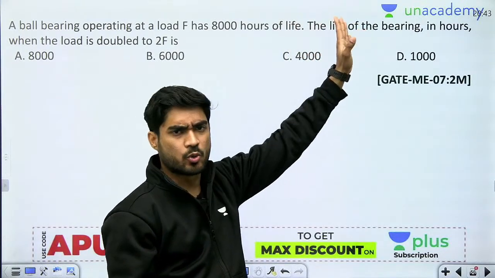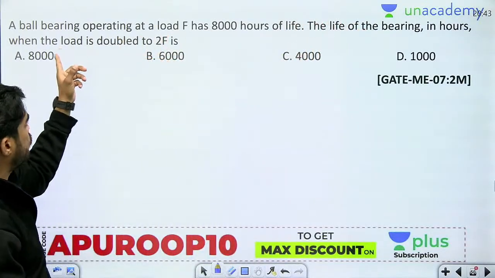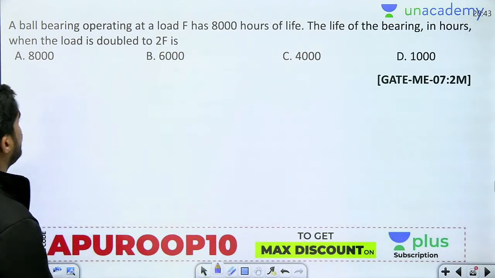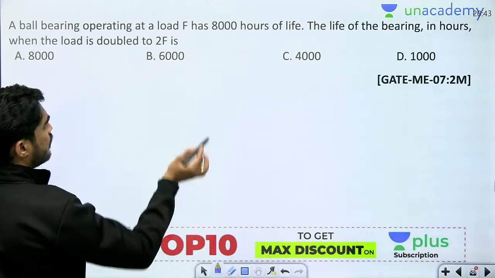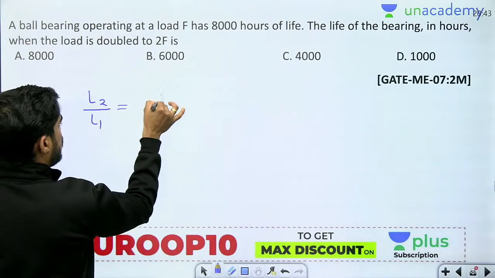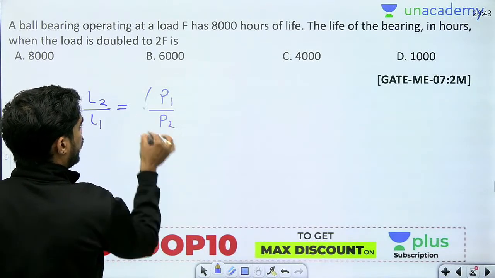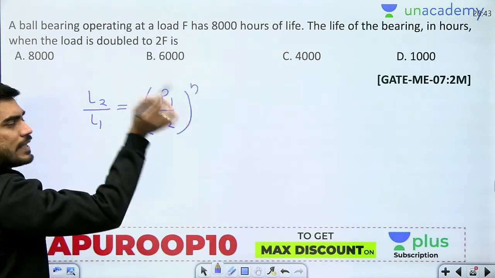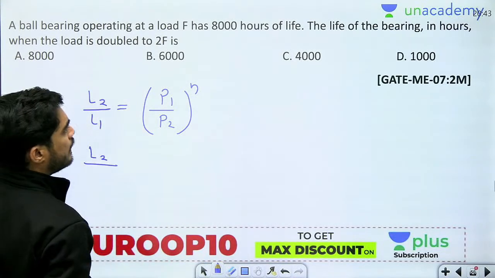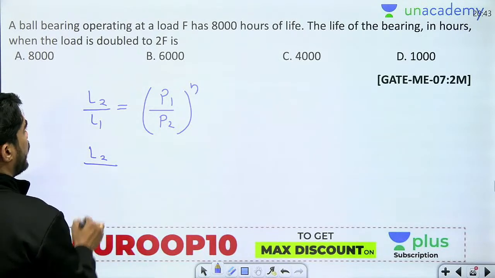No problem, no issue. You want the answer in hours only, so you can directly use the formula. The life of the bearing, load is given F and 2F. So this will be L2 by L1 equals P1 by P2 whole to the power n. Hours में दिया है life, तब भी वैसे ही रख दो. So L2 we need to calculate. What is L1? Life before, 8000.